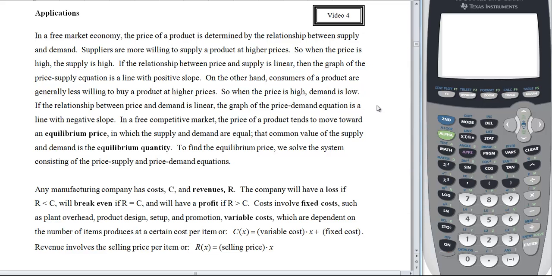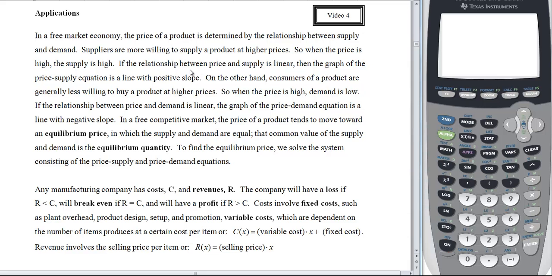Of course, we have applications or word problems. So the first one we're going to look at is about price and cost and equilibrium values. In a free market economy, the price of a product is determined by the relationship between supply and demand. Suppliers, the people who are willing to supply their product, love to do that at higher prices. So when the price is high, supply is high.